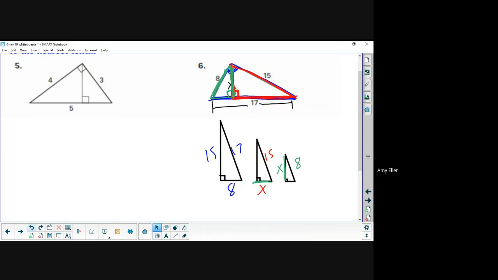From here, I have a couple options of what I want to compare. Maybe I want to compare these 2 triangles. Cross multiply, we should get 7.1.